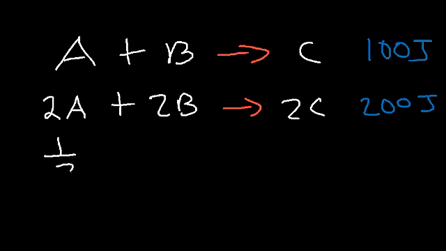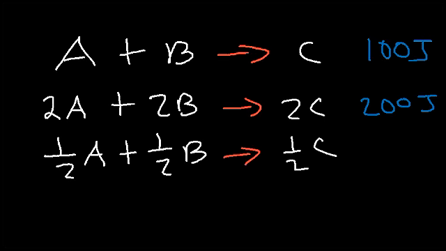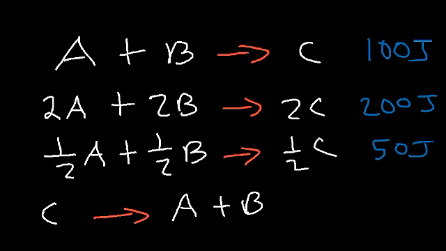Likewise, if you multiply by a half, you must also multiply the enthalpy change by a half as well. So half of 100 is 50 joules. And if you reverse the reaction, the sign of the enthalpy change will change. So right now, it's positive 100, but now it's going to be negative 100.